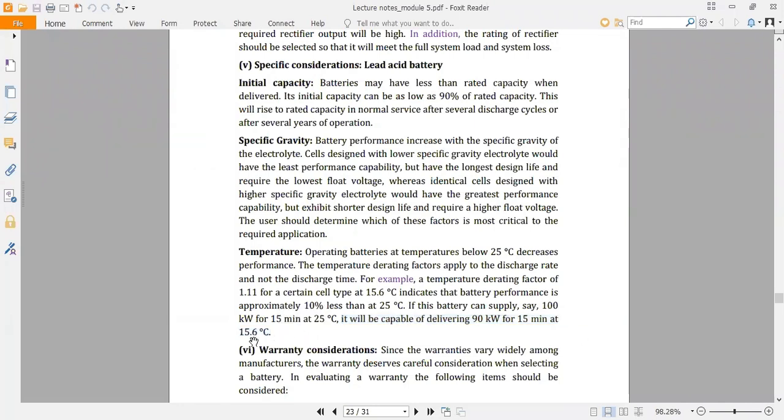तो टेम्परेचर अगर हमारा 25 से 15 डिग्री हो गया, 15.6 डिग्री, तो डी-रेटिंग फैक्टर अगर 1.11 या 1.10 है, अप्रोक्सीमेटली 10 किलोवाट रिड्यूस हो जा रहा है। अब 100 किलोवाट के बदले सिर्फ 90 किलोवाट लोड को ही वो पावर सप्लाई कर पाएगा फॉर द सेम टाइम ड्यूरेशन, okay। So you can see that when the temperature is decreasing, the performance of the battery is also decreasing, okay। So that will be decided by the derating factor, which is given in the specification sheet of the battery, okay?